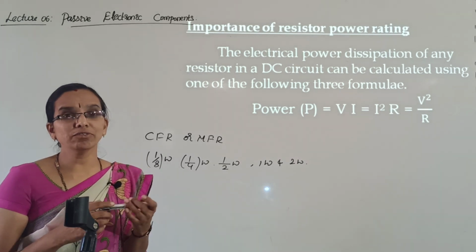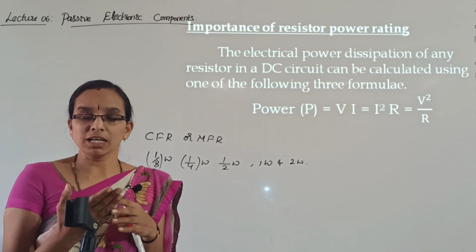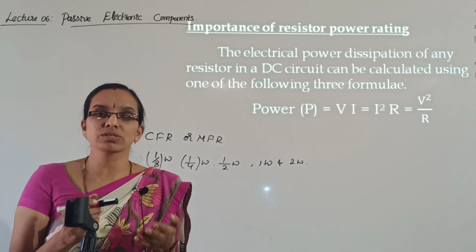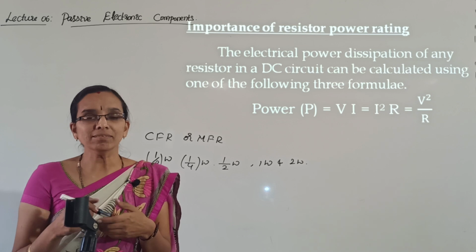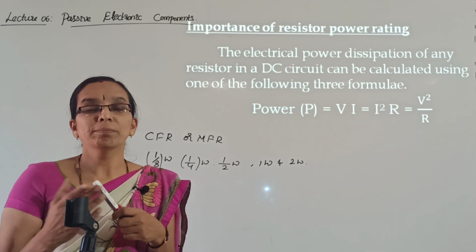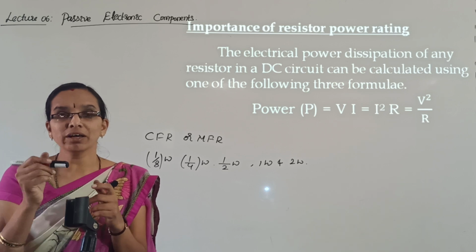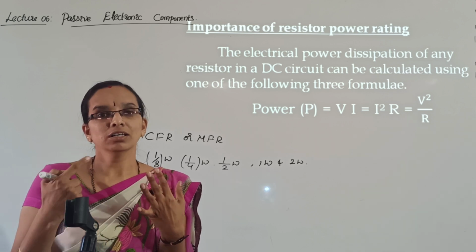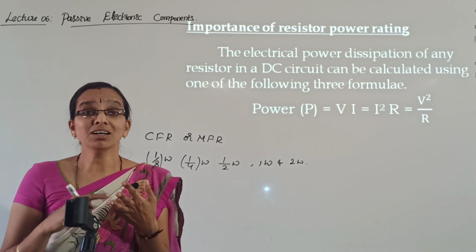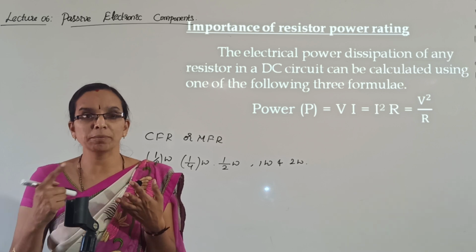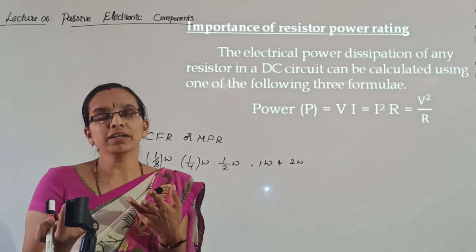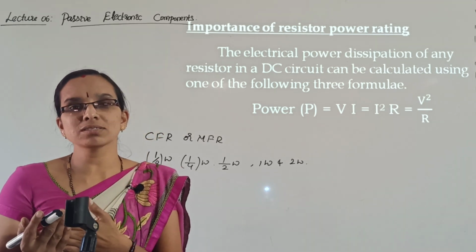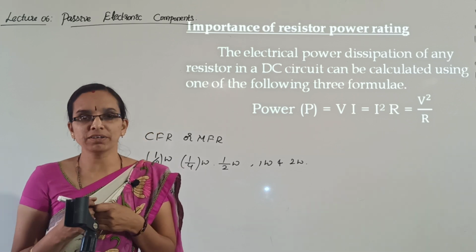Number of resistors having the same ohmic value, same resistance value, will be available in different wattage ratings or different power ratings. So, depending on your requirement, if the accuracy of the circuit is required, then you will go for low tolerance value resistors. If the power rating is important in your circuit, a high power rating circuit, that time high power rating resistors will be preferred, of the same value. Resistors of the same value will be available in different power ratings.